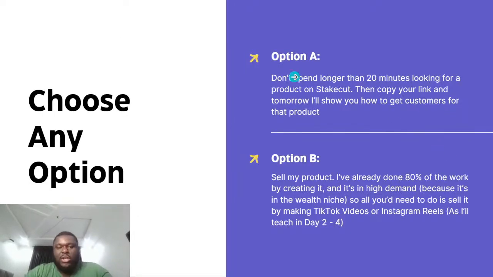So you have two options here. Option A is to basically spend less than 20 minutes looking for a product on StakeCut. Then you copy your link, and tomorrow I'll show you how to get customers for that product. Option B, for those who want to, is you can just sell one of my products, okay? I have a product, the Social Media Income Blueprint itself is a product, okay? So I've already done 80% of the work by creating it, and it's in high demand, okay? Because it's in the wealth niche. So all you'll need to do is sell it by making TikTok videos, as I'll teach in day 2 to 4. So any of these options is okay. You can do whichever one you want to do.